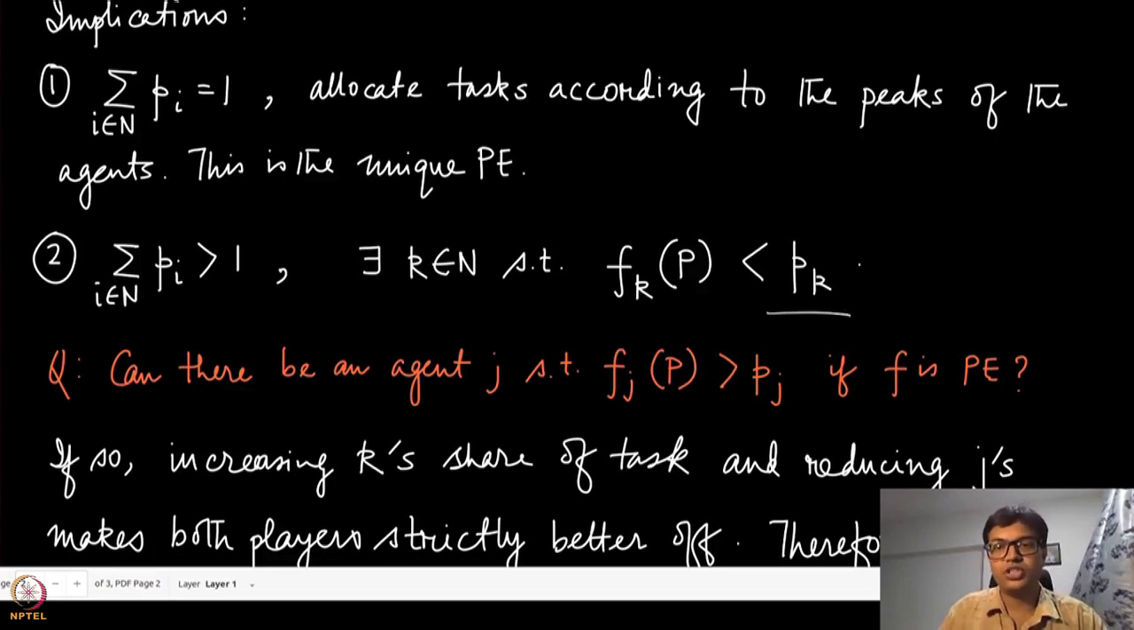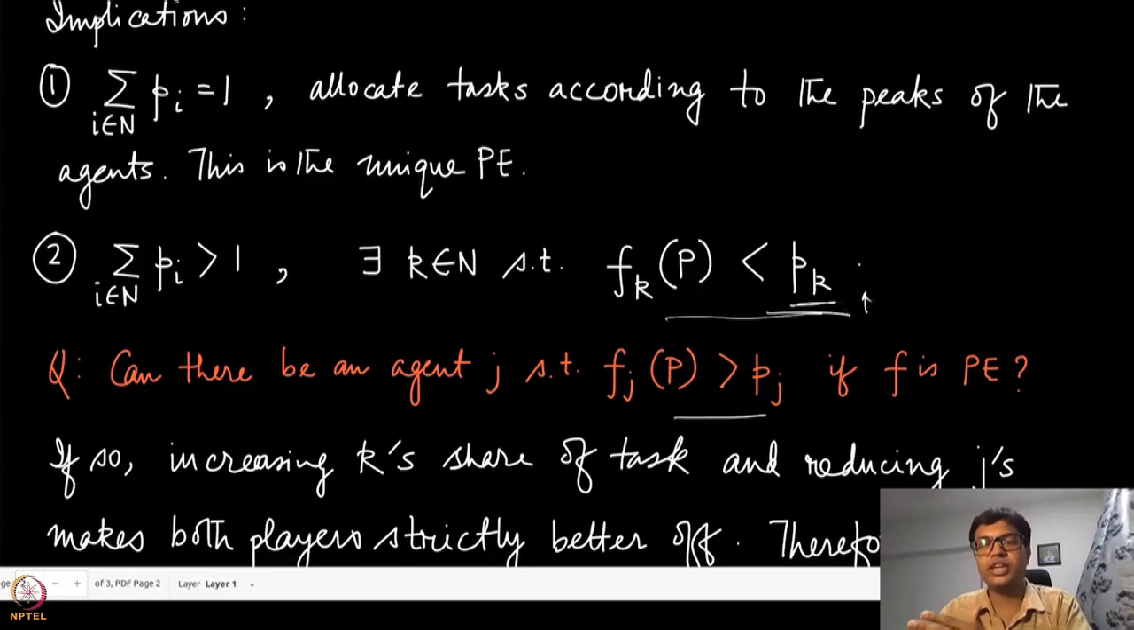The answer is no, because we already know that there exists at least one agent who gets less than its peak. Now if you give someone more than its peak, it also hates that. This agent j will hate that. Rather, both of them can transfer some of their shares. So this agent would be better off because it now gets a little more share of the task, and because it is single-peaked, it is moving towards its peak, and it will prefer that more than its current allocation. Similarly, because agent j is shedding some of its task, and it is also moving towards its peak, which is Pj, it will also be happier. So F cannot be Pareto efficient if these two things happen.